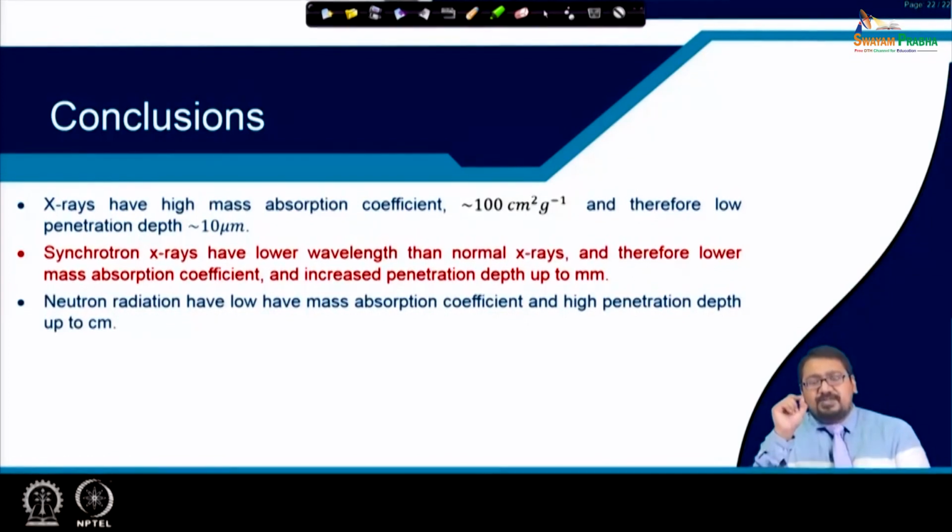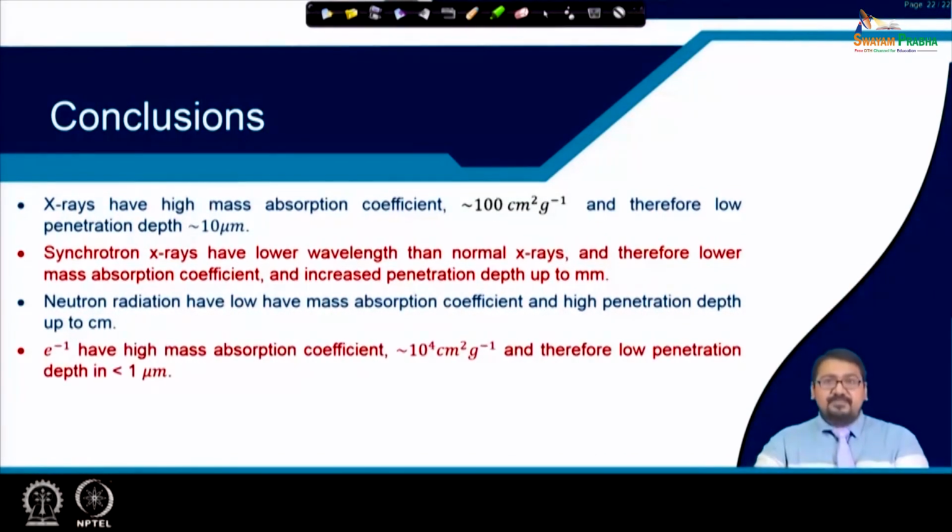Neutron diffraction, on the other hand, has a very low mass absorption coefficient and therefore a very high penetration depth, to centimeter level. Electrons have a very high mass absorption coefficient, about 10 to the power 4 centimeter square per gram, which is much higher than that of X-rays, and therefore the penetration depth is not even 1 micrometer.